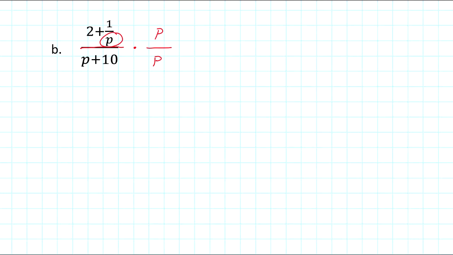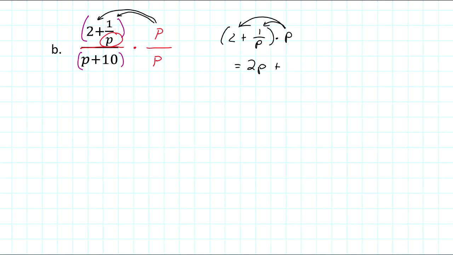Now, I have to be careful because the numerator has an implied parentheses around it, as does the denominator. So when we do this, this p is going to have to distribute to both of these. So really what we have is 2 plus 1 over p times p, and this distributes to both, so this will be 2p plus 1 over p times p. And then in that second fraction, the p's cancel, but that p didn't cancel when we multiplied it by the 2. So be careful as we do this. These cancel to a 1.